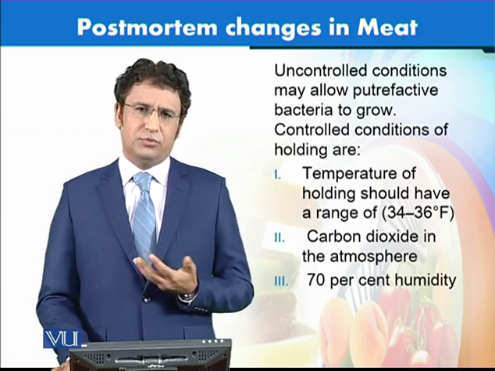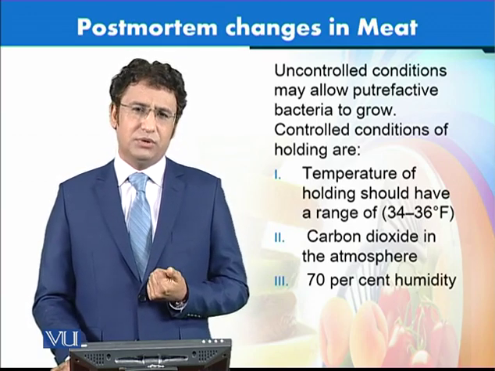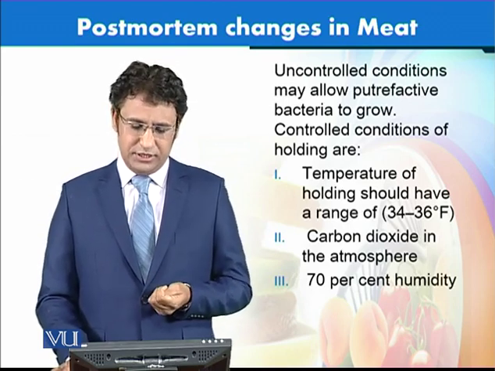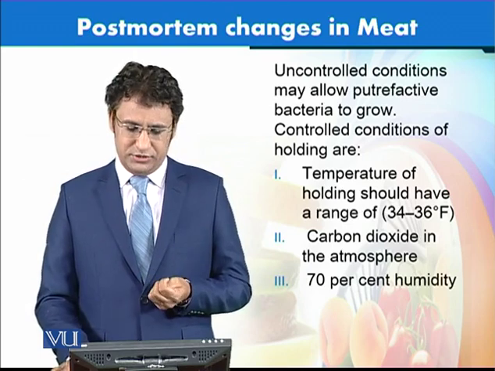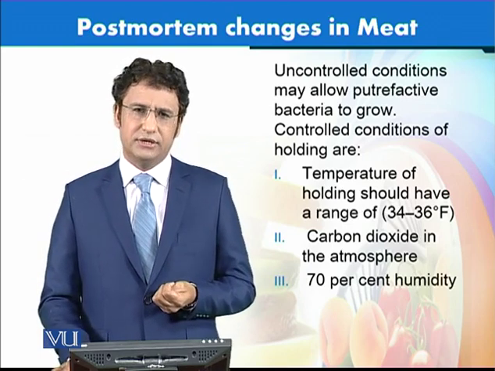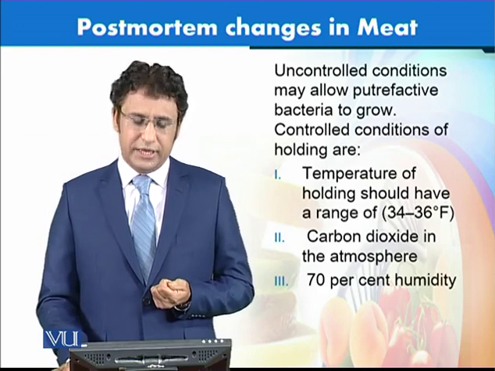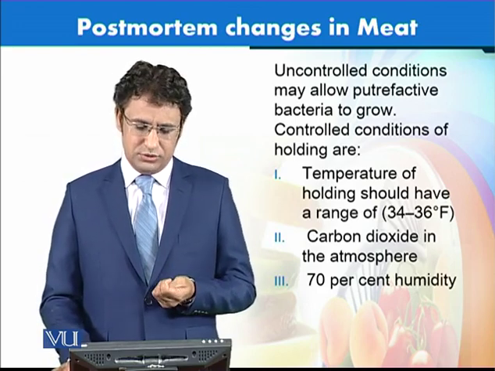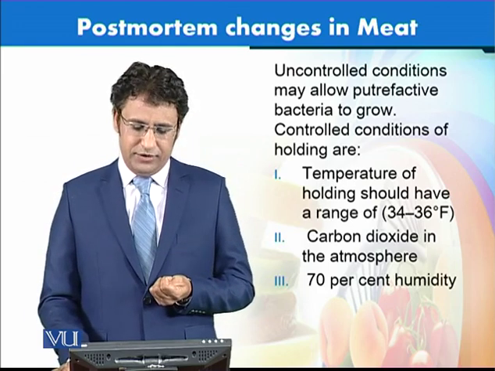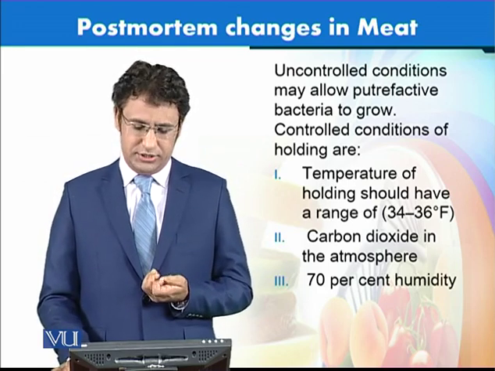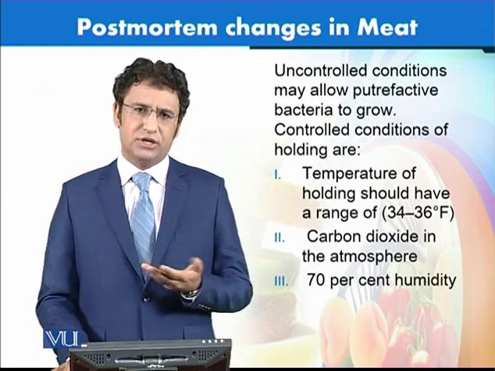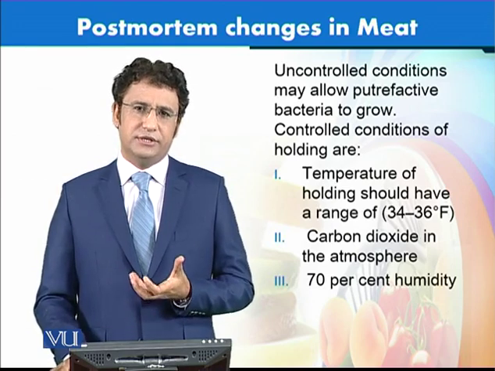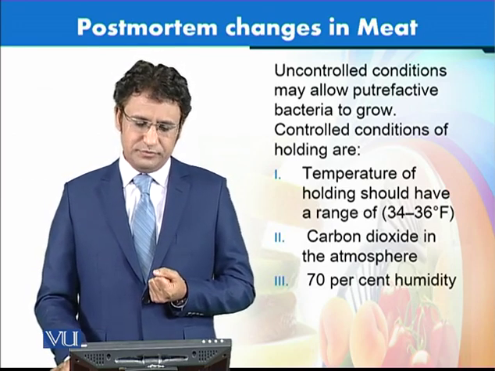If we talk about what kind of control conditions we normally try to maintain for proper aging of meat, we would try to have a temperature of 34 to 36 degrees Fahrenheit under which the meat must be stored. The carbon dioxide concentration in the atmosphere is also very important to maintain the quality of meat, and we would have 70% humidity in the surrounding environment of the meat. So these are basically favorable conditions that increase the desirable changes in meat.